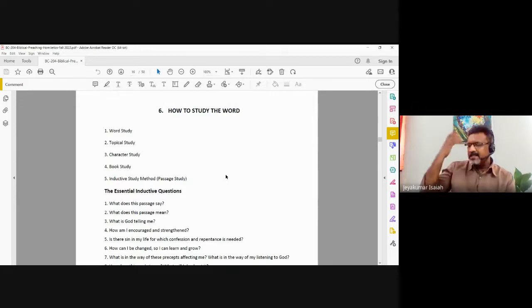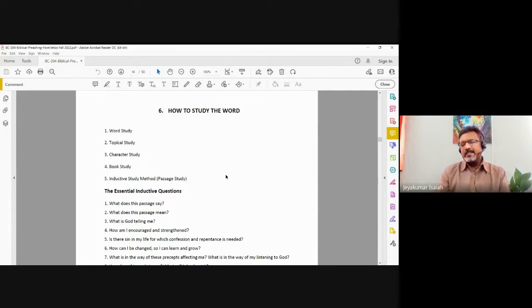For our human minds, we see this, right? So when we're doing an inductive study, when we're asking, what does this passage say? What does this passage mean? When you look at that verse, there's so much we can glean from just that one verse. And to top it all, the Holy Spirit can bring illumination for each and every aspect of it, each and every part of that one verse. So there's so much that can happen through each of these studies.